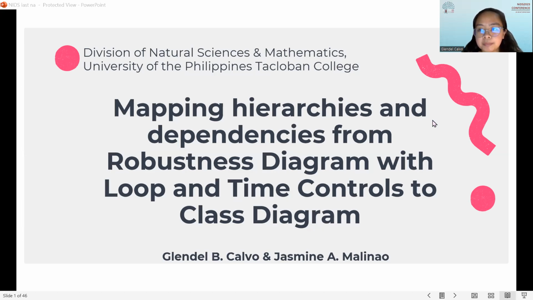Good afternoon. I'm Glendel Calvo with my co-author, Ma'am Jasmine Malinao from the Division of Natural Sciences and Mathematics, University of the Philippines, Tacloban College, to present a research titled Mapping Hierarchies and Dependencies from Robustness Diagram with Loop and Time Controls to Class Diagram.